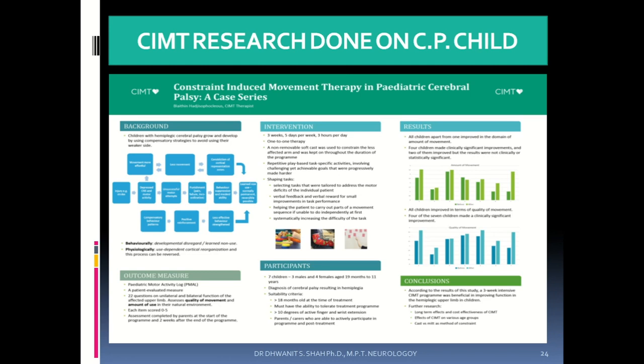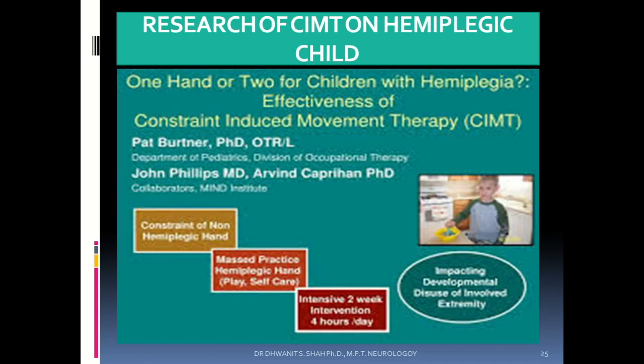There is also research done on constraint-induced movement therapy in pediatric cerebral palsy children. The result showed that there was a 20% improvement in the function of the hemiplegic upper limb in children, right, with 3 weeks of intense treatment given to the CP child. Even so much has been done on the hemiplegic child also. Another study was done on the one hand or two hands for children with hemiplegia. The effectiveness of the CIMT was seen.